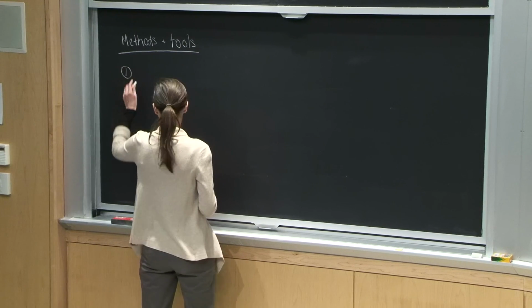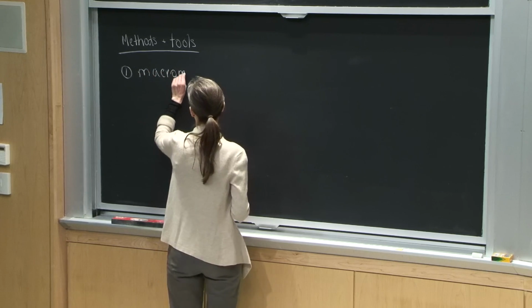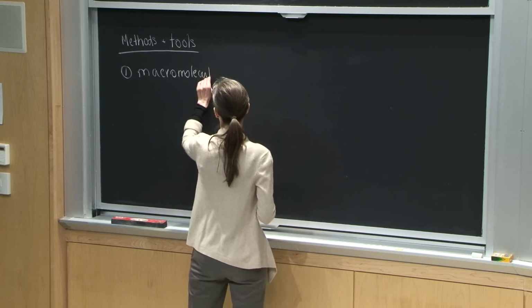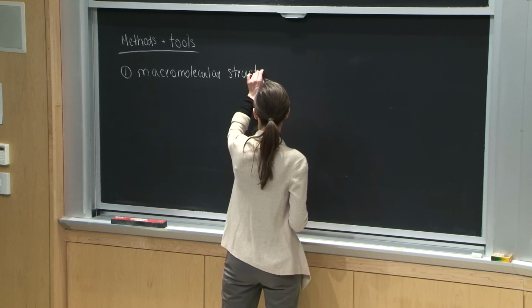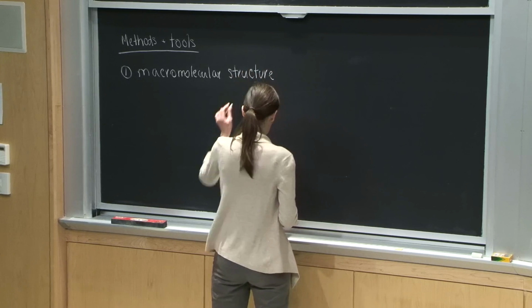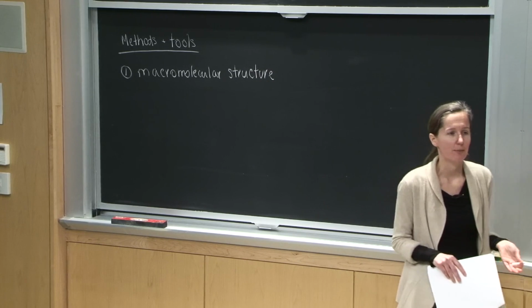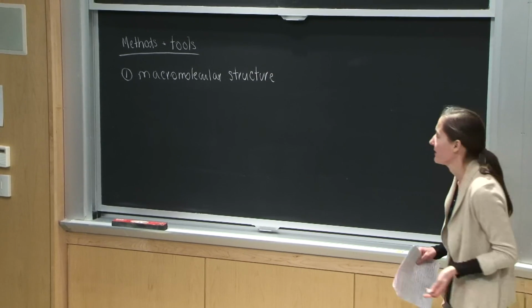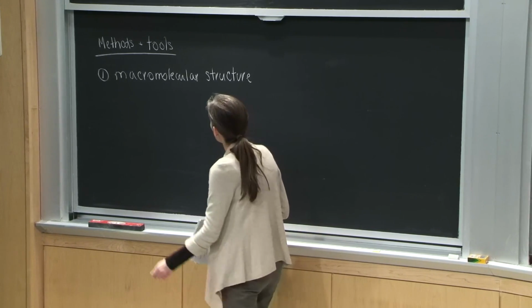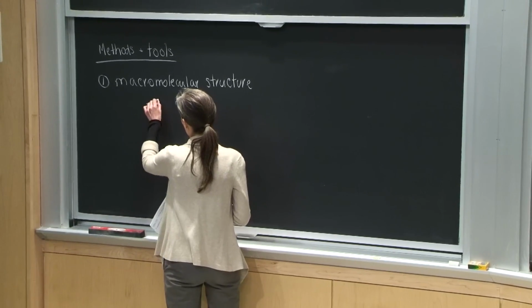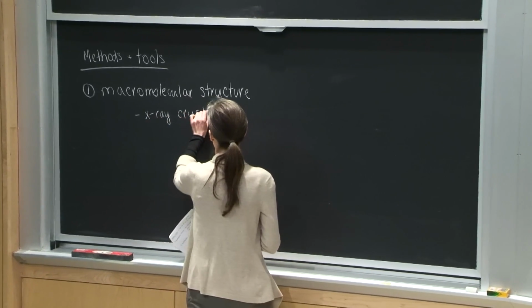Okay, the first to point out are methods involved in macromolecular structure. We care a lot about structure because we need structural understanding to be able to comprehend how these systems work. One method we'll see a lot, and you'll discuss in recitation this week, is X-ray crystallography.